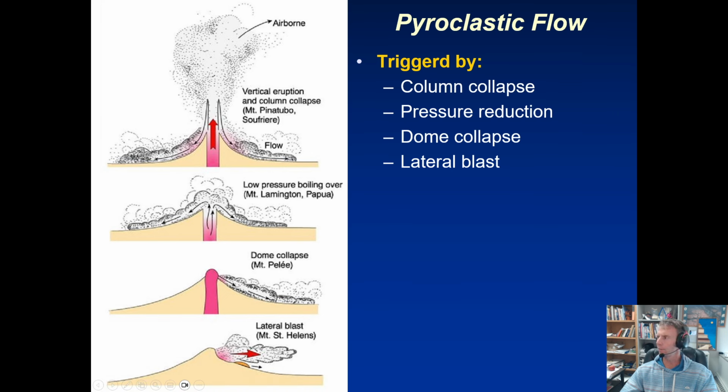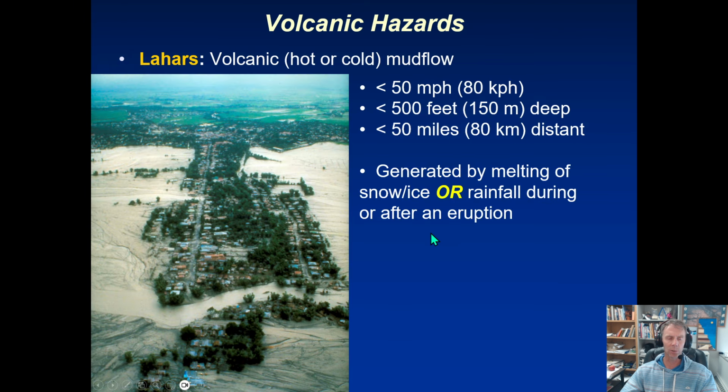in our look at volcanic hazards. Let's go to the next one here, and that's a lahar. So this would be a volcanic mudflow, and it could be either hot or cold in terms of its temperature. Unlike a pyroclastic flow, lahars can travel much further.